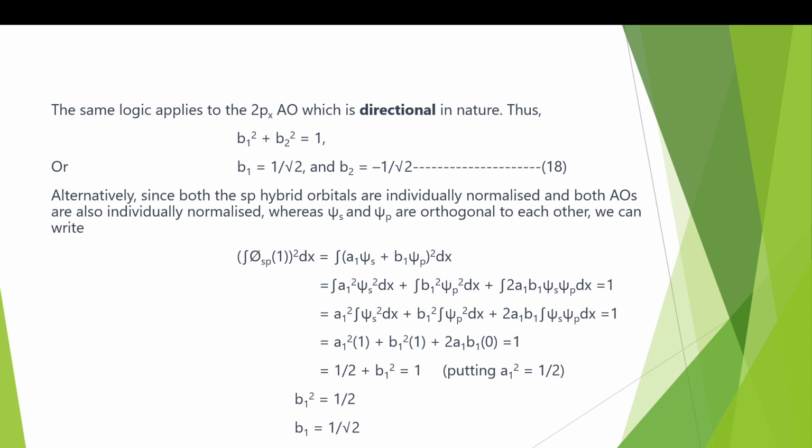Alternatively, since both the sp hybrid orbitals are individually normalized and both AOs are also individually normalized, whereas psi s and psi p are orthogonal to each other, we can write integral psi sp1 square dx equal to integral a1 psi s plus b1 psi p whole square dx. On expansion, we get b1 square equal to 1 over 2, b1 equal to 1 over under root 2.